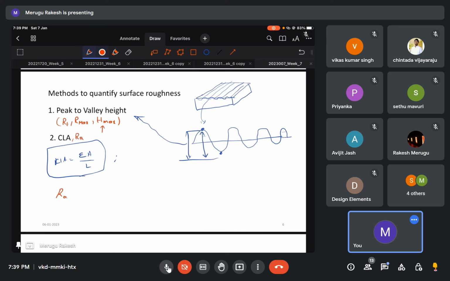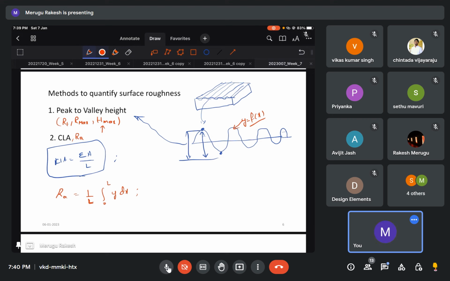Then CLA or Ra. If someone has given me this in terms of some function, in that case I will just integrate it over the entire length. I don't think this type of question was asked in GATE, but you can practice this well. If they have given you any function value, you can easily integrate it over the length and you get the surface value divided by the length. So you have to remember this. This is one more formula for the CLA value.